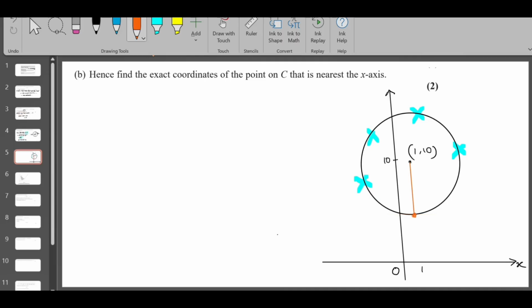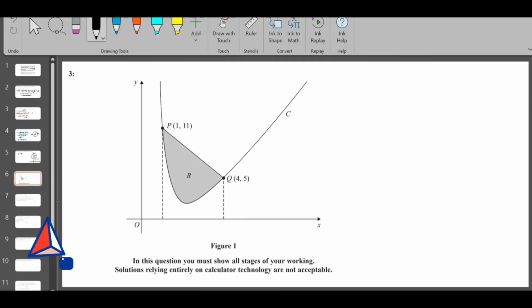How do we find the coordinates? Definitely the x coordinate is 1. The y coordinate is the total length, which is 10, minus this. So you'll get 10 minus the square root of 34. So you don't need to show any working. You can just write (1, 10 minus the square root of 34). That's all. Question number 3.